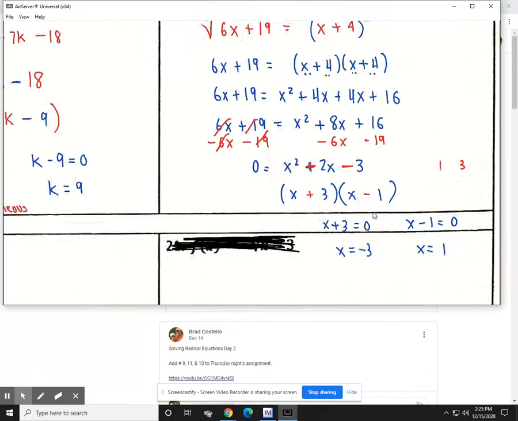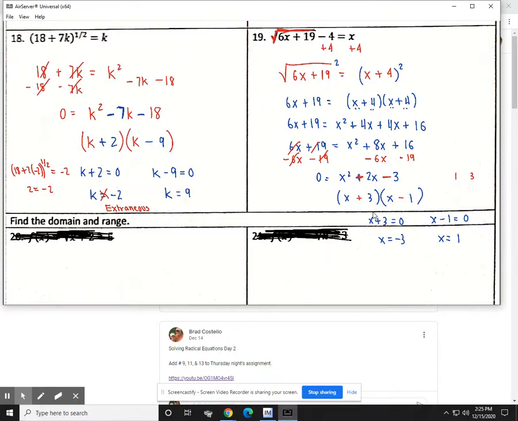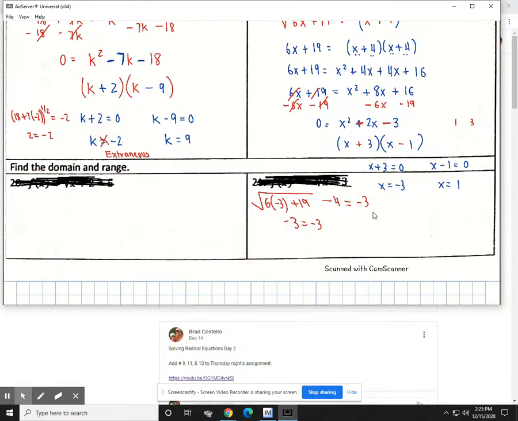So I'm going to plug those in real quick. Sorry again that I'm out of room. I plug it into the original problem, and I'm just going to do this over here to the side. You're going to type this in probably to your calculator: the square root of 6 times negative 3 plus 19, and then outside of that, minus 4. And you're going to see if that equals x, which again is negative 3. What's negative 18 plus 19? That's 1. Square root of 1 is 1. 1 minus 4 is negative 3. Does negative 3 equal negative 3? Absolutely it does. So x does equal negative 3.